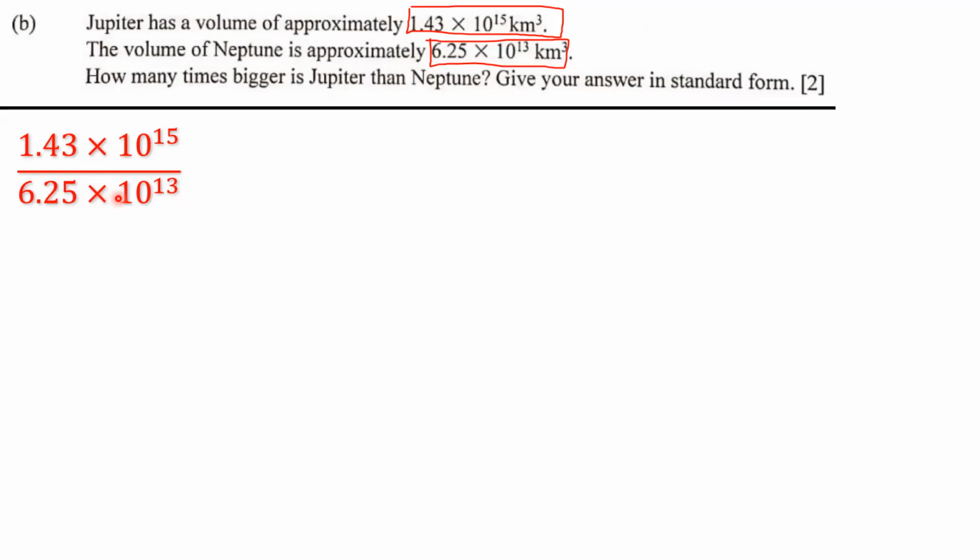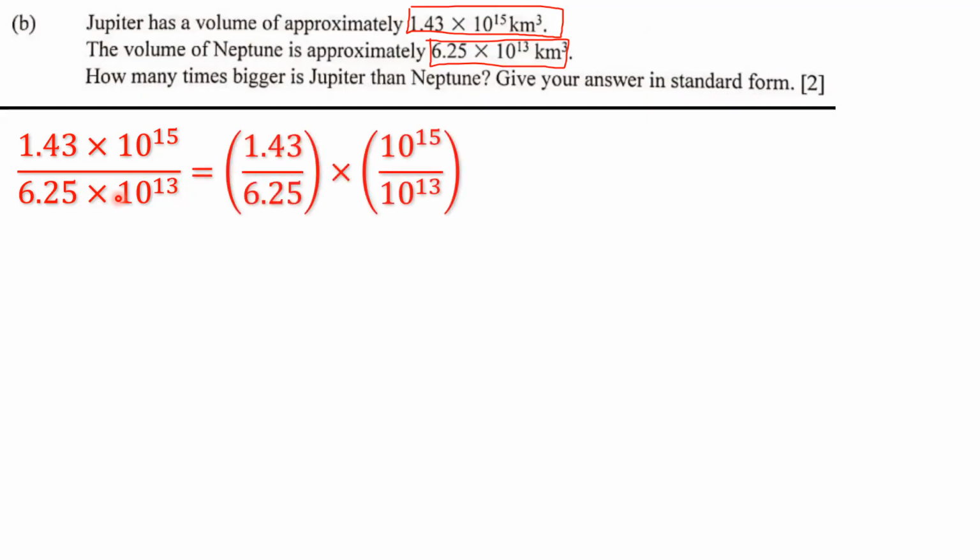Now, how do we divide these two numbers? Well, we're going to divide it in the following way. The numbers that are decimal numbers, we're going to put them together. The numbers that are base 10, we're going to group them together. And we just divide. So 1.43 divided by 6.25 is going to be 0.2288, and then 10 to the power of 15 divided by 10 to the power of 13.